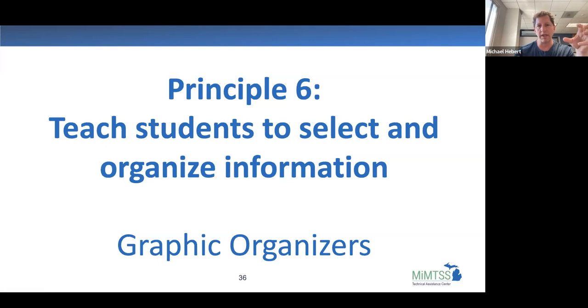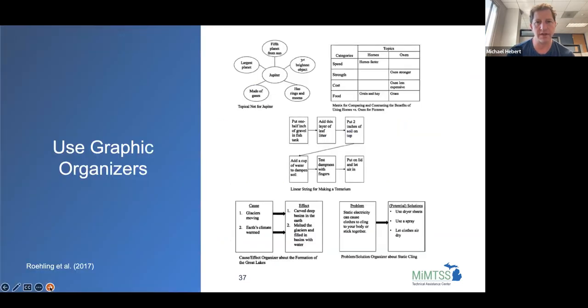And one really key thing that we find to be very effective throughout the literature is graphic organizers, right? Graphic organizers can really help provide a visual representation of these structures. So here are some examples of graphic organizers. You can see a topical net. And what I'm going to do is ask you guys, they indicate right below them which text structures they are.